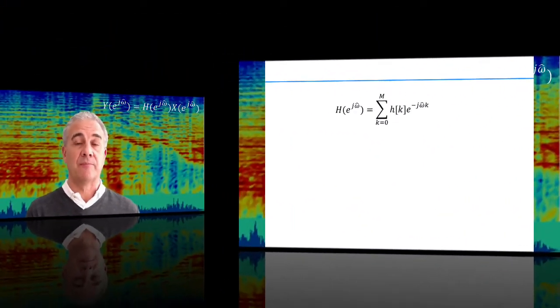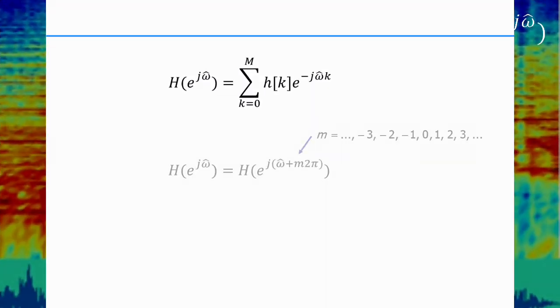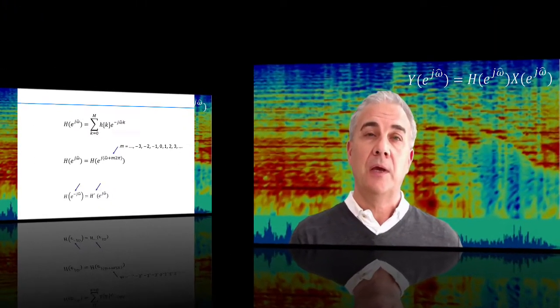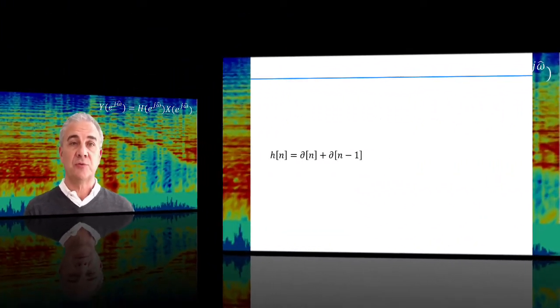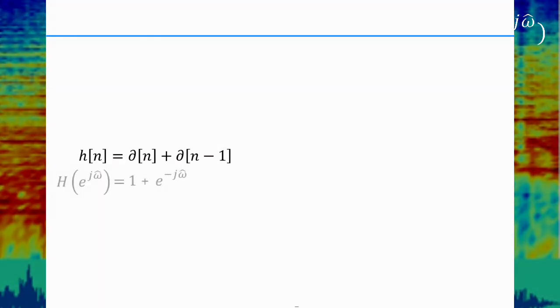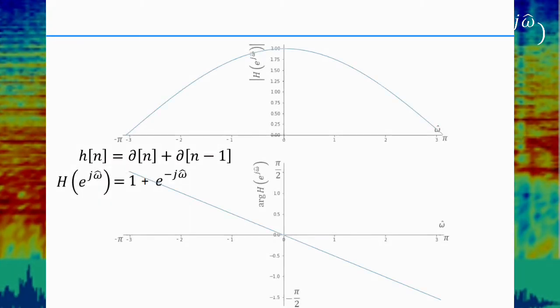Back to the point. Here is the definition of the frequency response of an LTI system. Like any DTFT, it is periodic over 2 pi, and because the impulse response has only real values, the frequency response has conjugate symmetry. Here's another example for an LTI system that averages over 2 samples. We take the impulse response, perform the DTFT, and plot the magnitude and phase of the frequency response.